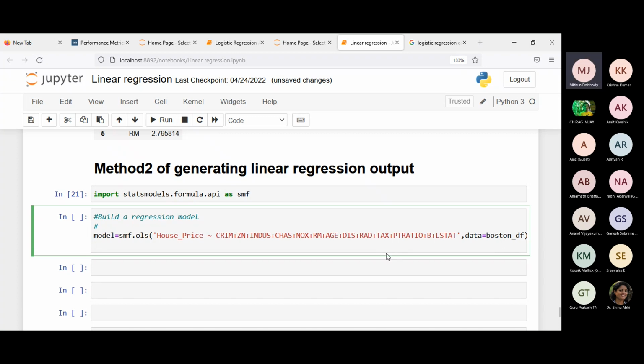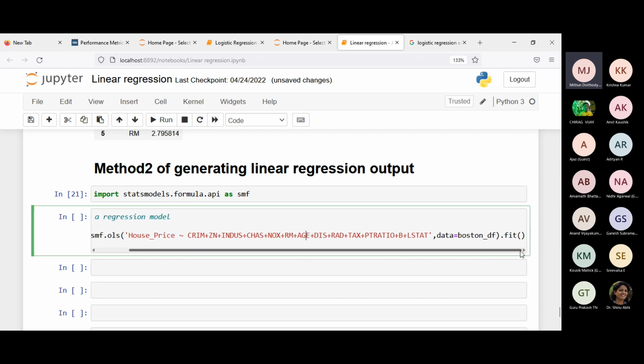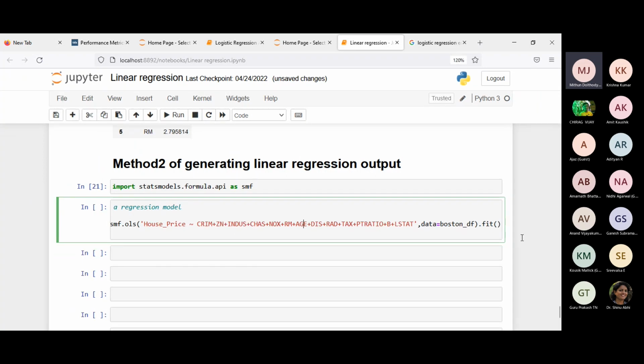SMF.OLS. Here, the advantage is that in just one line of code, you will be able to generate the results. Data is equal to Boston_df, and at the end you just culminate by saying .fit().